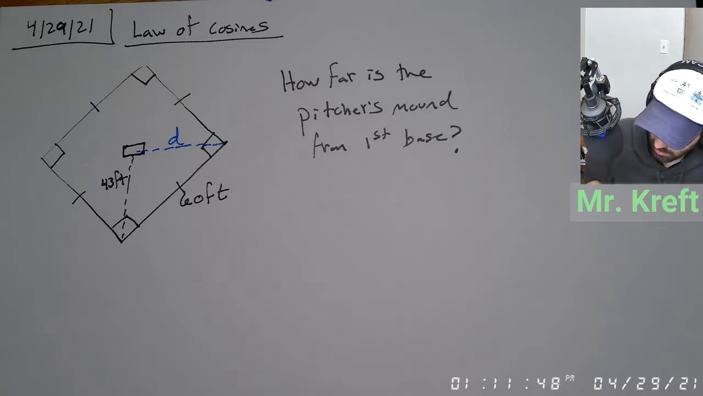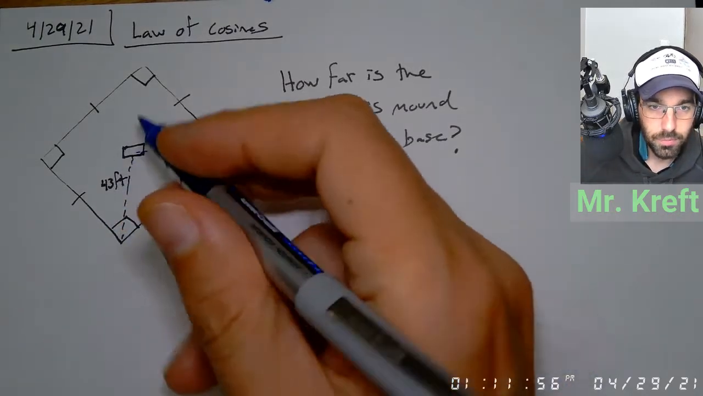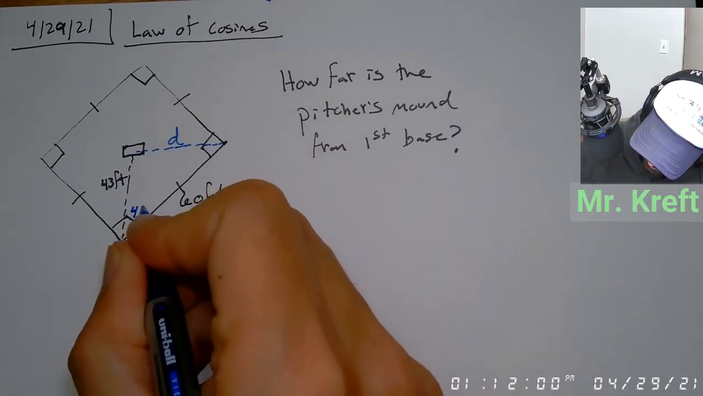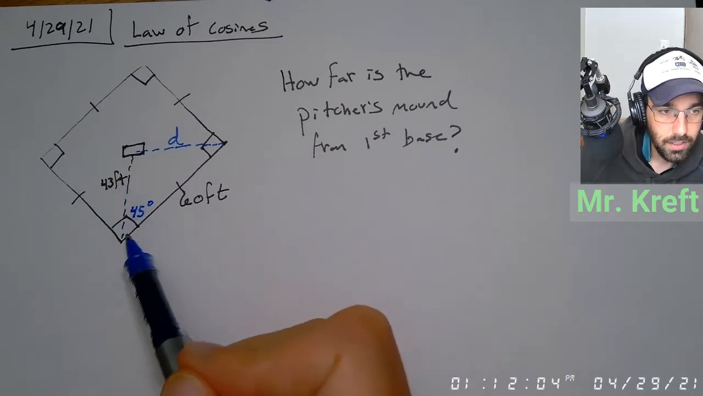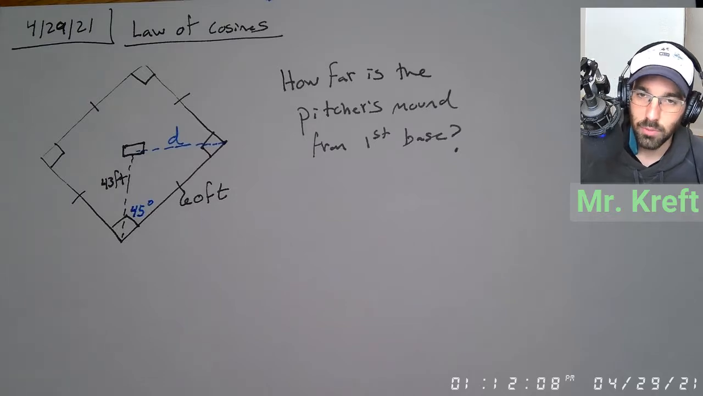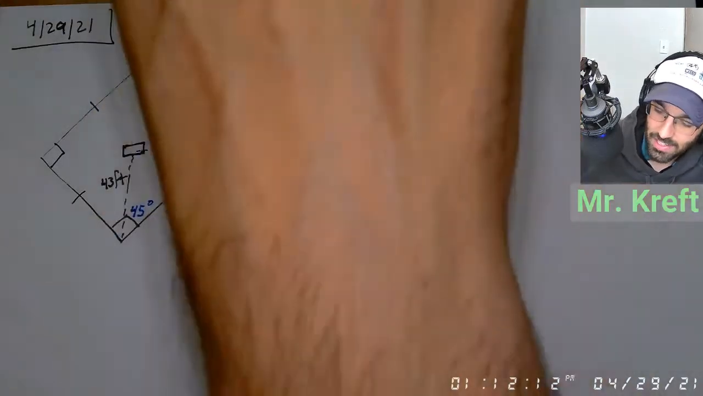So to do this, we're going to have to know some things. So the first thing is, the pitcher's mound is symmetrical in here. So this is going to be half. So half of 90 is 45 degrees. So what do we know here? We know a side, an angle, and a side. So that means we have side, angle, side.